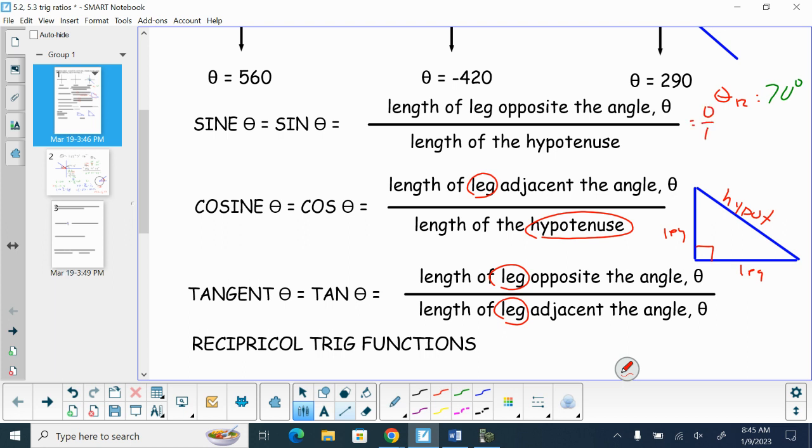We have opposite over hypotenuse. We have adjacent over hypotenuse. We have opposite over adjacent. I used to be a firework kind of person, oh, ah, oh, ah, with respect to remembering sine, cosine, tangent. I've learned other things as I've gone along.